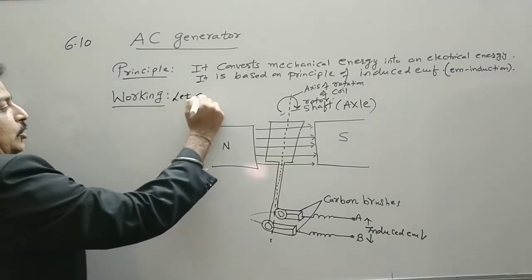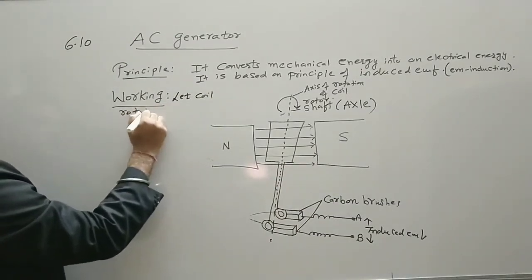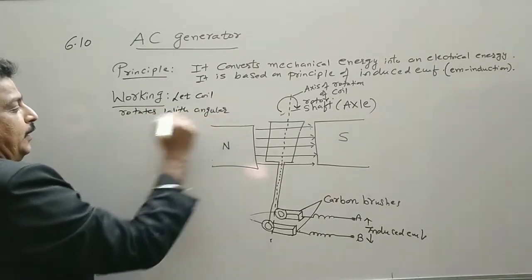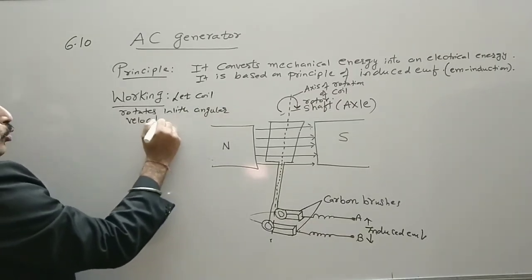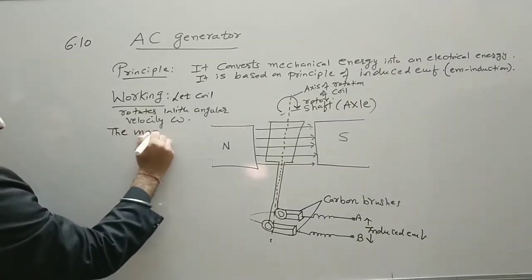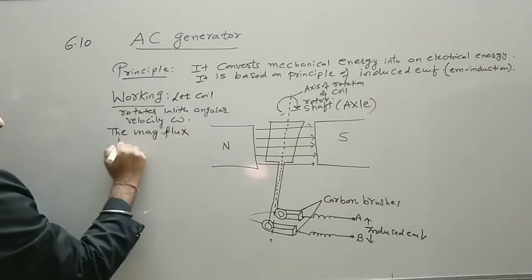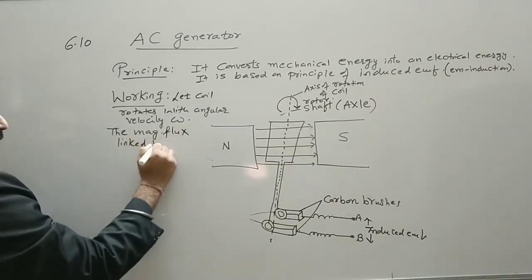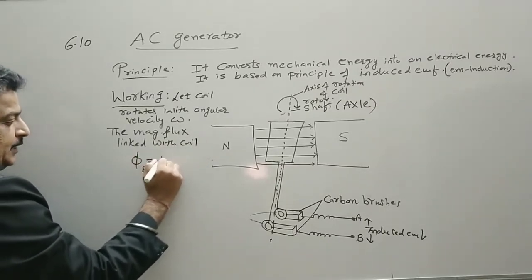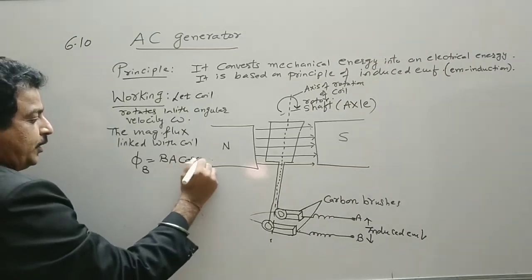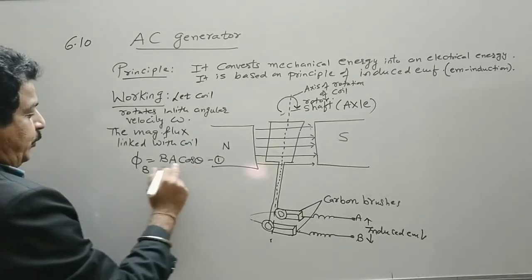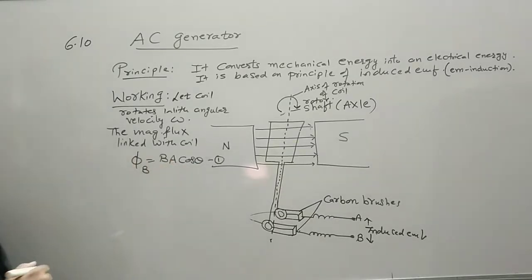Let the coil rotate with angular velocity omega. The magnetic flux linked with the coil, phi B, is equal to BA cos theta. That is our equation number 1, where theta is the angle between the B vector and the A vector.